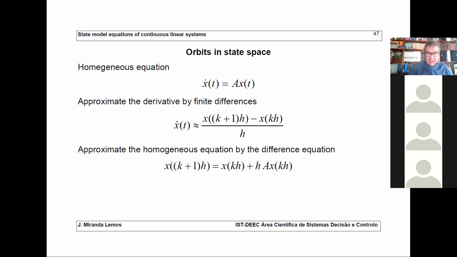If someone says, no, it's not obvious, I will give you further explanations. If it is obvious, I go on. Okay, so we have this. What does this mean? Suppose that you are at time kh. You know x of kh. So you do this computation, which is the state plus h, which is a scalar, times A x of kh, and I get the next point. From the next point, I can do the same, and so on. So this is actually the so-called forward Euler method.